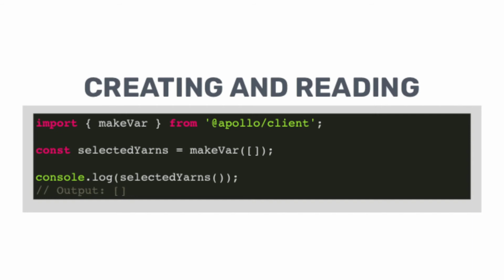Then when we want to read the value from this selectedYarns reactive variable, we basically call it. The makeVar function returns a function which can be used for reading and also modifying, which I will show in the next slide. But as you can see here, if we first initialize the reactive variable with the empty array and then read it, the console log outputs an empty array.